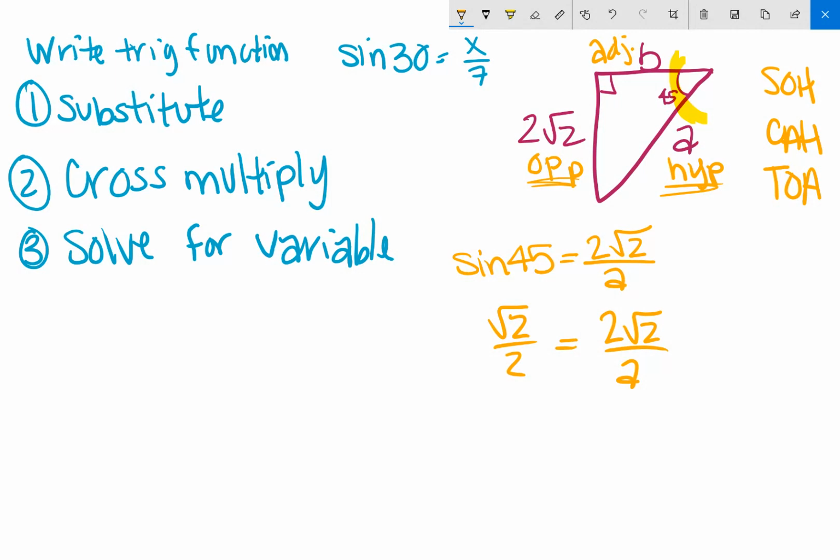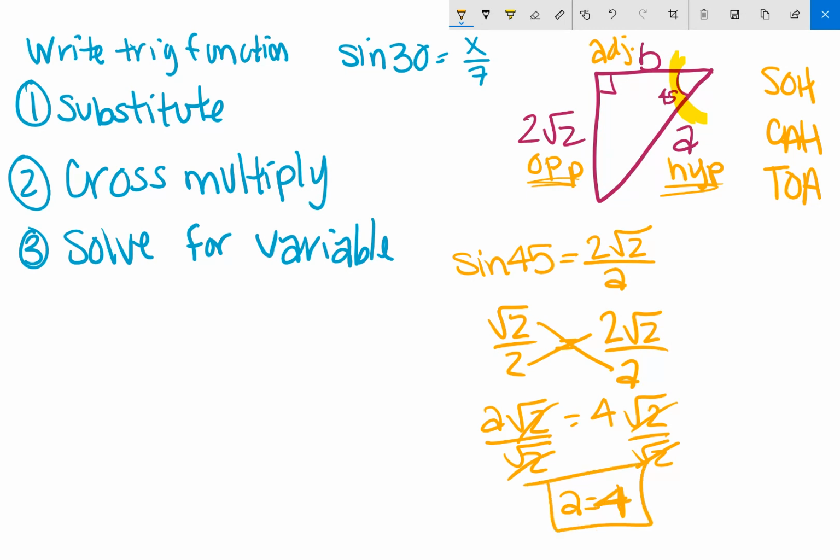And then you'll cross multiply and solve. So we'll do this first one together all the way. When we cross multiply, we have A times the square root of 2 equals 2 times 2 is 4 square root of 2. And then I divide by square root 2. And then A equals 4. Okay, so then if I want to find B, I'm going to have some options.